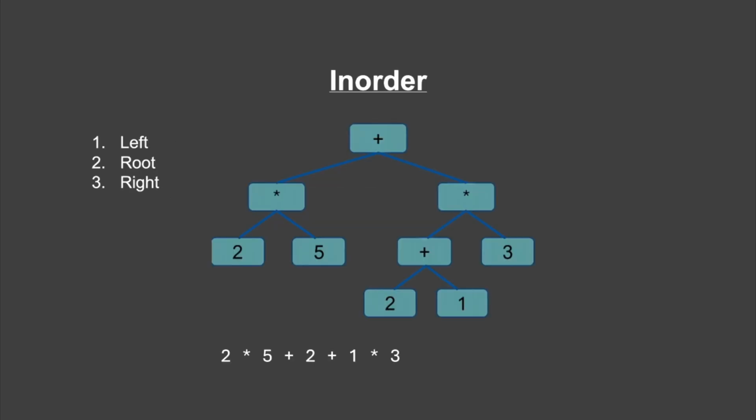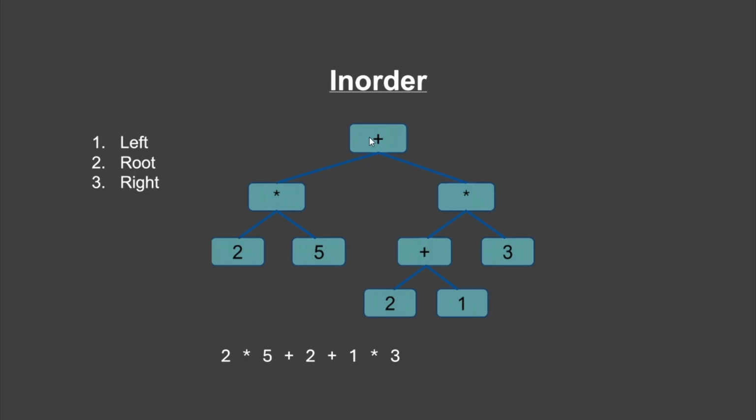So let's look at the 3 popular DFS methods. The rule is first left, then root, and then right. We will traverse the left subtree, so we go all the way down the left side, then visit the root node, and then go down the right side. For this expression tree, an in-order traversal gives us the standard infix notation we're all familiar with from math class.